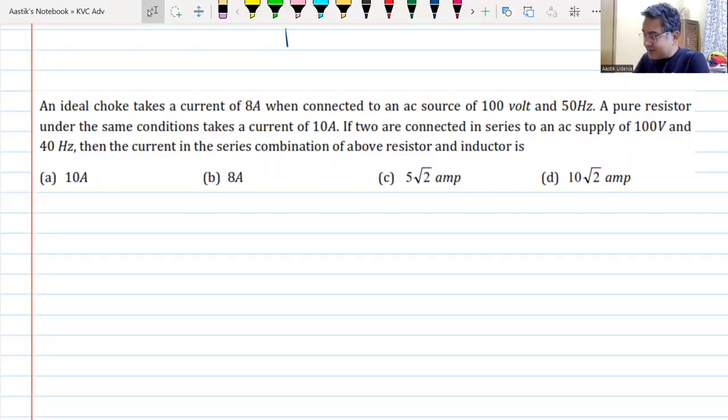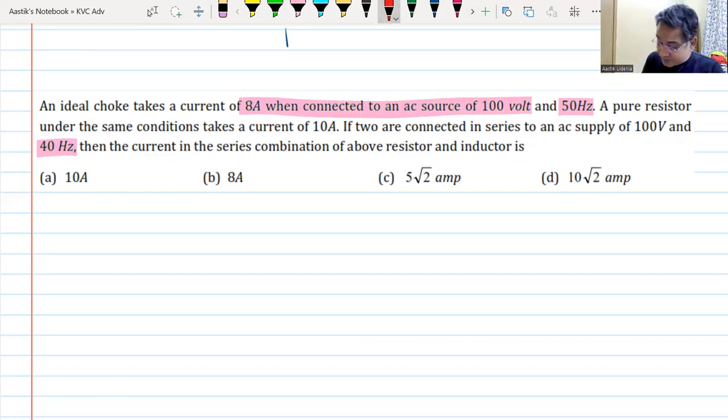What you have to see here is that the frequency has changed. Initially, the frequency was 50 hertz. Now, the frequency is 40 hertz. So, from the first statement that is given, 8 amperes when connected to 100 volt, you can find out the value of XL.